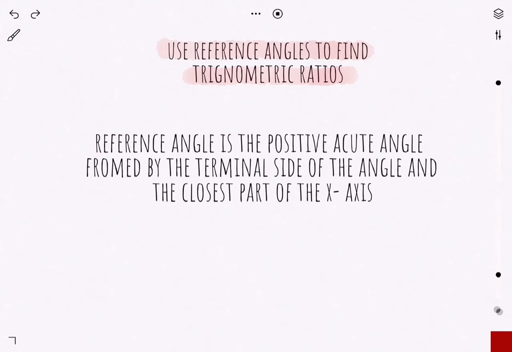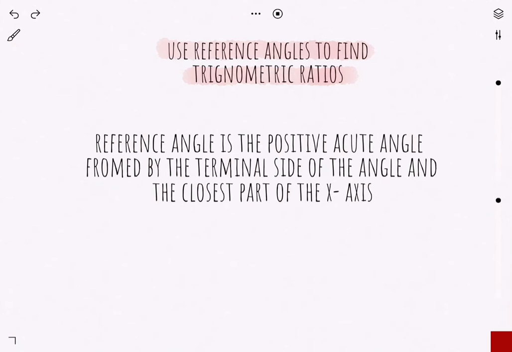Use reference angles to find trigonometric ratios. So first, to use reference angles to find trig ratios, you need to know and understand what a reference angle is. A reference angle is a positive acute angle formed by the terminal side of the angle and the closest part of the x-axis. An acute angle is any angle less than 90 degrees. Anything above that is not an acute angle.